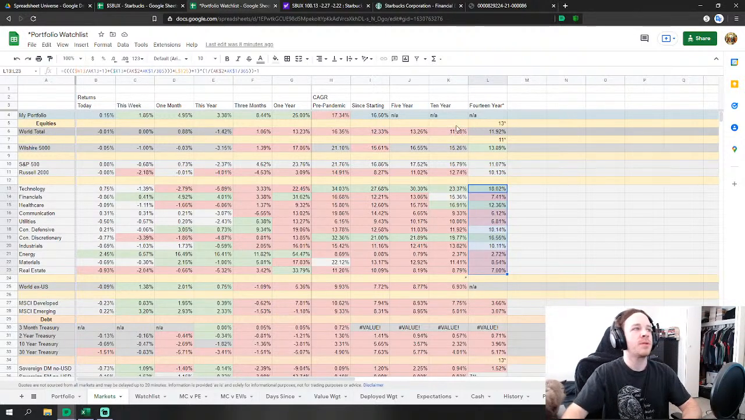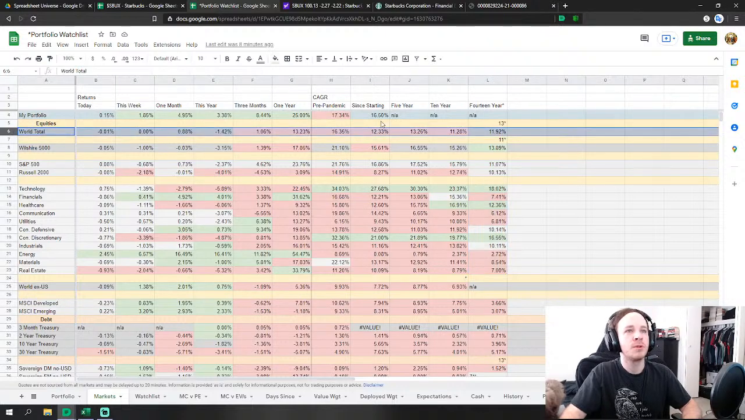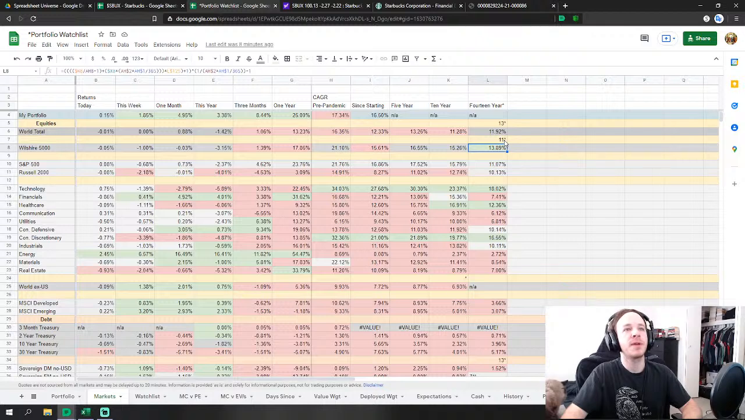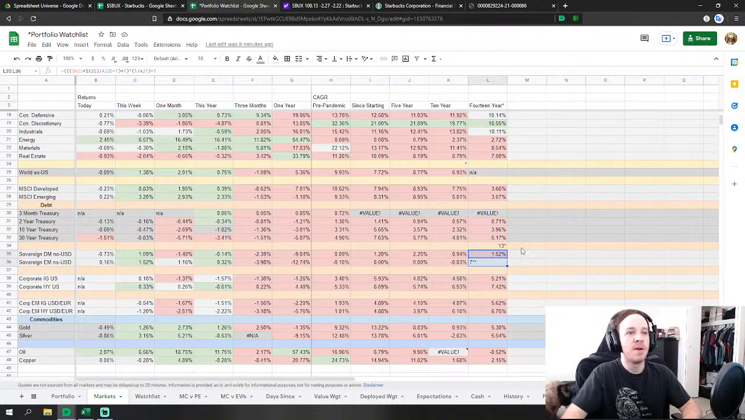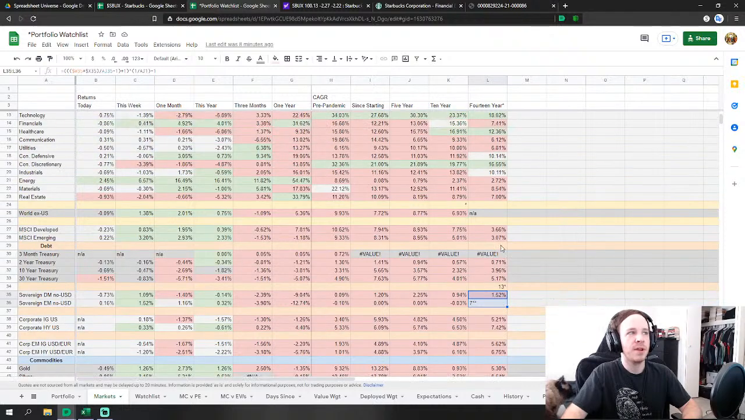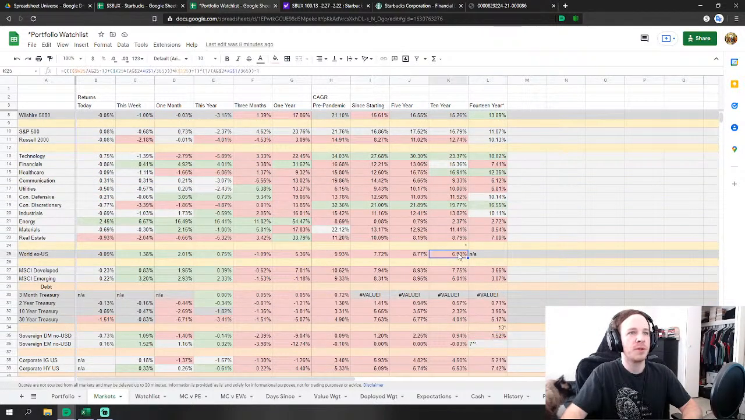And it is also worth noting that for a few of these, I don't actually have a full 14 years. For example, the World Total Index, I only have 13 years, which we signify right here. And then the Wilshire 5000, I only have 11 years, which we signify here. As well as I only have 13 years for this category down here. And then the World ex-US, I was only able to get up to the 10-year period for this one.